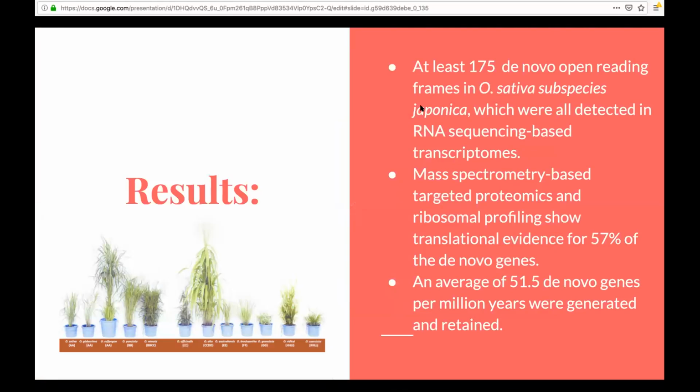Another important result is that through mass spectrometry-based targeted proteomics and ribosomal profiling, they found evidence for translation, which means that these de novo genes actually work, for about 57% of the de novo genes found. So that means that 57% of all of these genes actually work into making proteins in the plants nowadays.